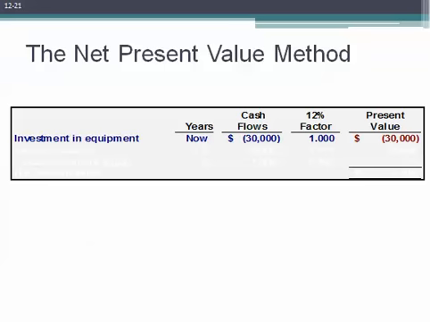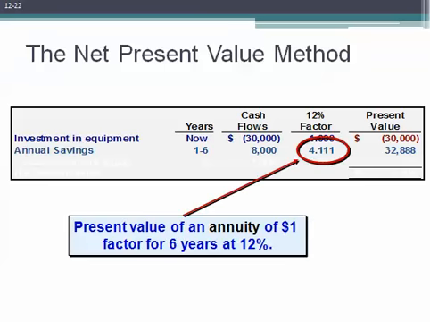Let's begin by looking at the initial investment or purchase of equipment. That's a cash flow that's occurring now, and it was a cash outflow of $30,000. So the present value of that is the same $30,000. Next, let's consider the annual savings that we said were going to be $8,000 a year for 6 years.